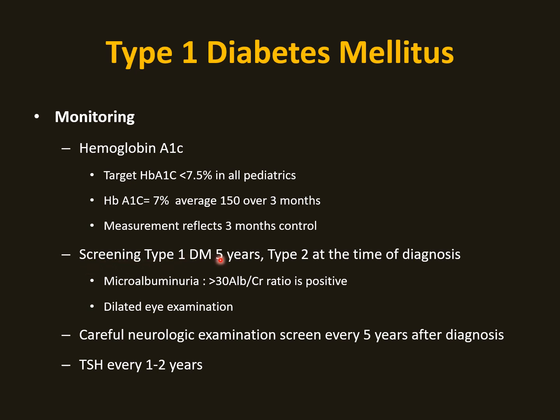Screening for type 1 diabetes mellitus complications should start 5 years after the diagnosis, and for type 2 at the time of diagnosis. Screen for microalbuminuria and with a dilated eye exam. A careful neurological examination should be done every 5 years after the diagnosis of type 1, and the TSH level every 1 to 2 years because of the risk of hypothyroidism, and at any time if the patient is showing any symptoms.